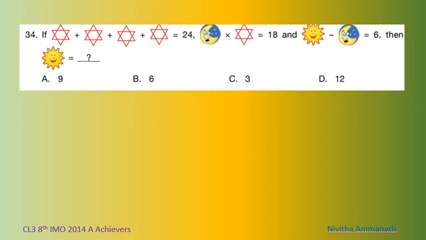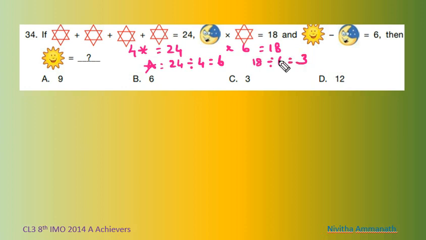34th question. If star plus star plus star plus star equals 24, how many stars are here? 4 stars. Is it? Yes. 4 stars means 24. So 1 star equals 24 divided by 4. That is 6. Then this into 1 star equals 18. That is this into 6 equals 18. So this equals 18 divided by 6. That is 3. So this is 3. This is 6. This is 3.